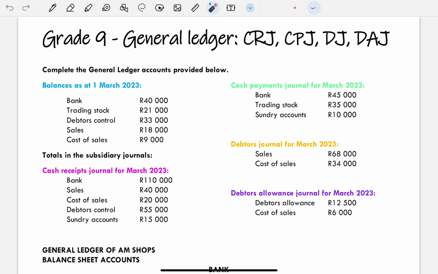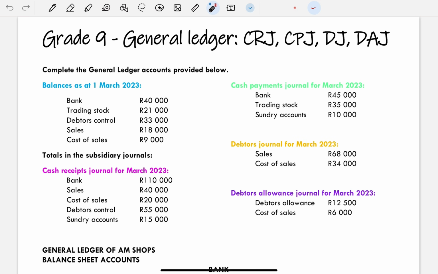Now, basically, a general ledger is something that is done every month for a whole financial year, and then at the end of the financial year, the business uses the general ledger accounts to calculate things like the business's profits, how much capital the owner has, how much money there is in the bank, how much stock the business still has. So the general ledger is a very important tool for the business.